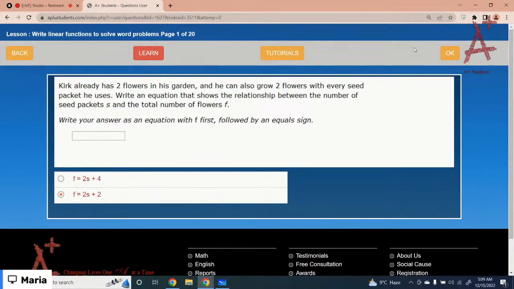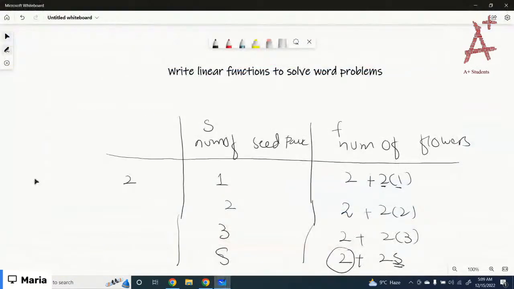Okay, select the correct option and click on the OK button.